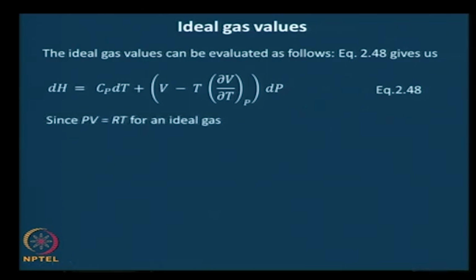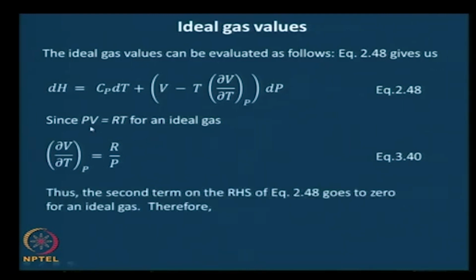Now, since we are looking at ideal gas, we can use the relationship PV equals RT. Therefore, ∂V/∂T at constant P becomes R/P. You can see how to go about doing it. At constant pressure, you can take pressure out as constant, and ∂V/∂T at constant pressure would turn out to be R/P directly from this equation. Let us call that equation 340.